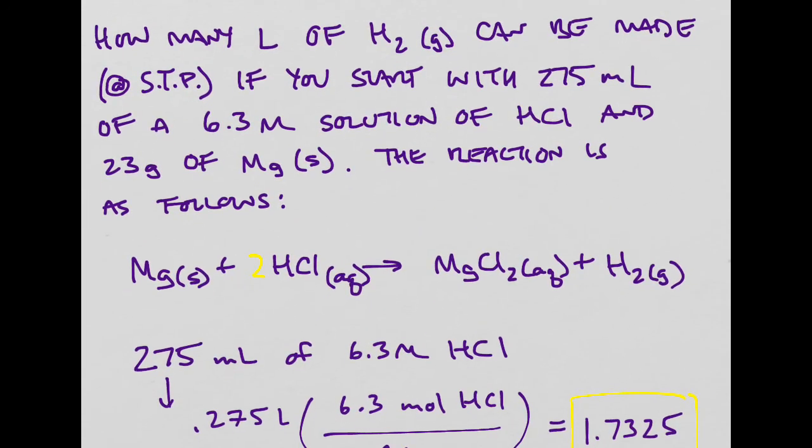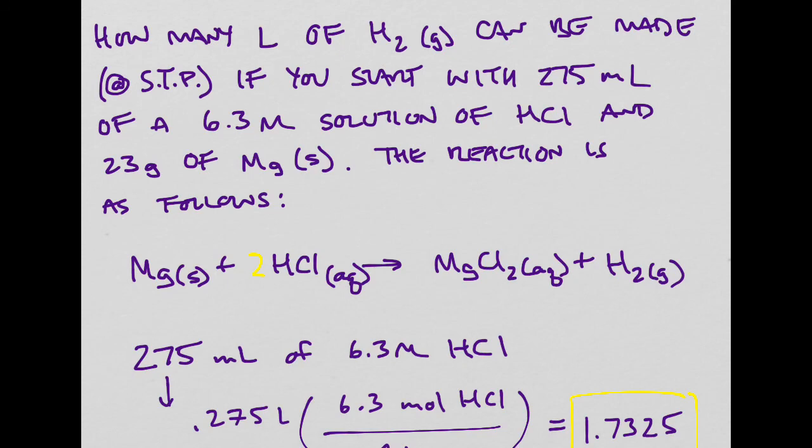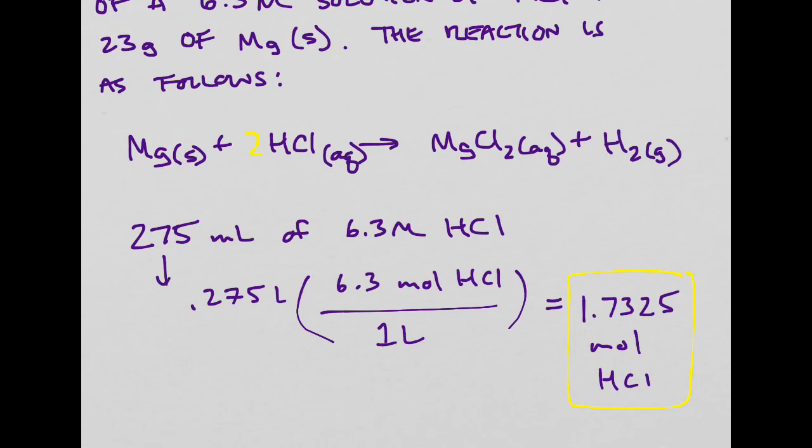So let's go back to our original problem just so we know what we're taking here. It said how many liters of hydrogen gas can be made at STP if you start with 275 mL of a 6.3 molar solution of HCl and 23 grams of magnesium. All right, so there you have it.